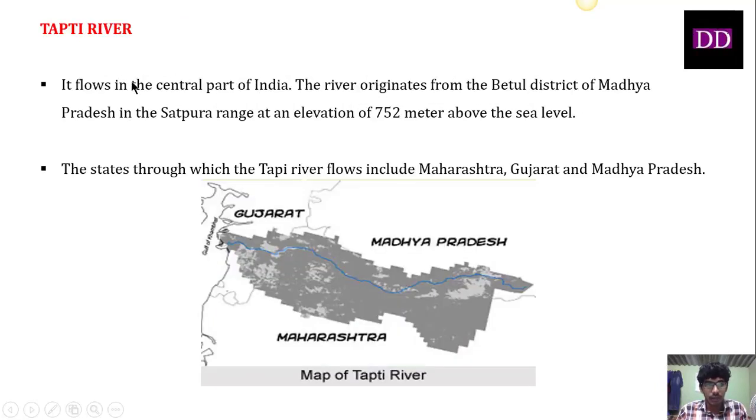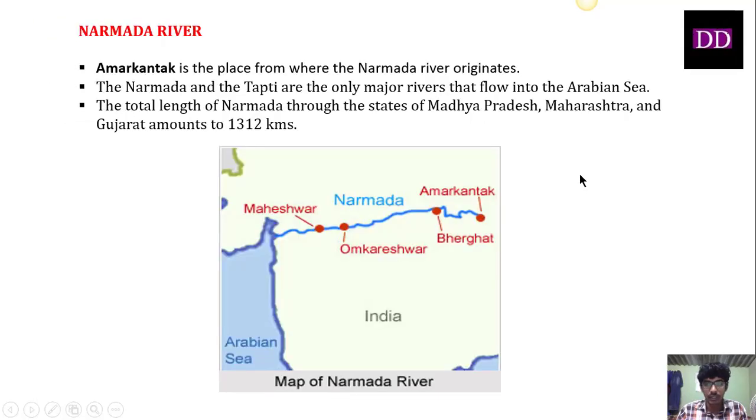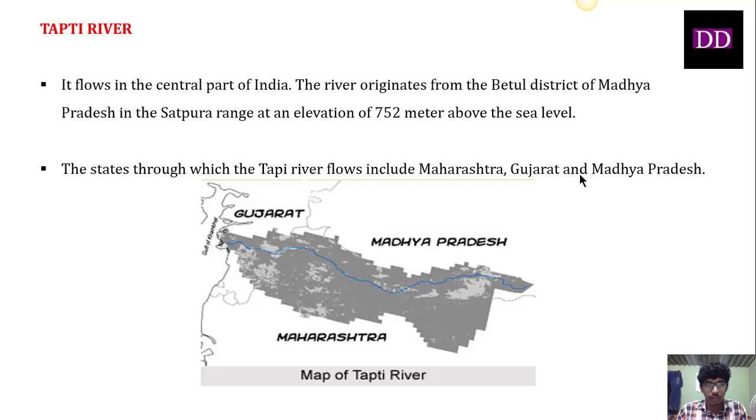Next one is Tapti River. It flows in the central part of India. It originated in Betul district of Madhya Pradesh in the Satpura range, and the river flows through Maharashtra, Gujarat, and Madhya Pradesh. The same as Narmada River, Tapti also flows in Maharashtra, Gujarat, and Madhya Pradesh. You can see it in the map. This is Gujarat, this is Maharashtra, this is Madhya Pradesh. It flows in the Satpura range.